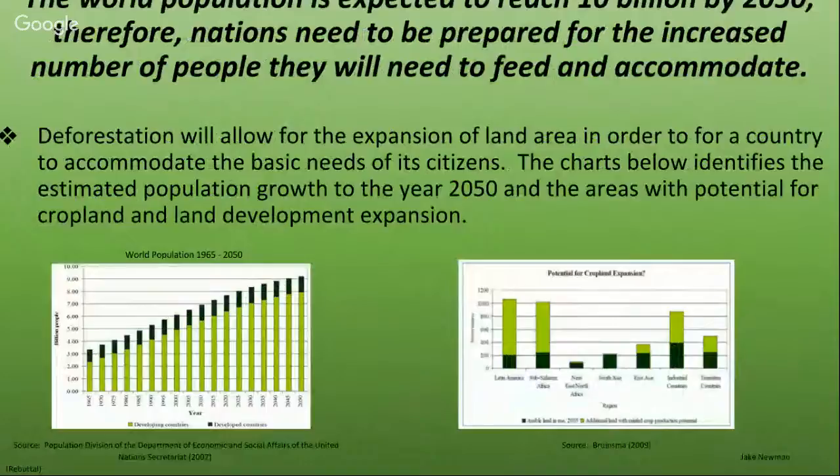The world population is expected to reach 10 billion by 2050. Therefore, nations need to be prepared and ready to accommodate. Deforestation will allow for expansion of the land area in order for a country to accommodate the basic needs of its citizens. The charts below identify the estimated population growth to the year 2050 in the areas with potential for cropland and land development expansion, so where they can soon begin to deforest those areas as well.